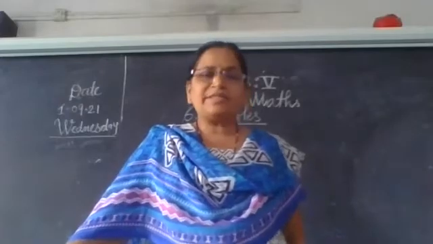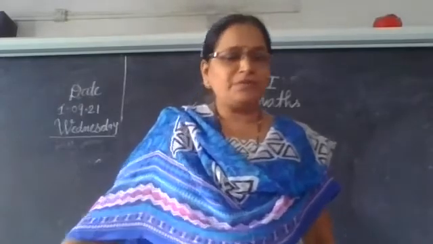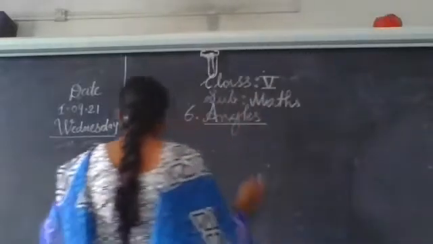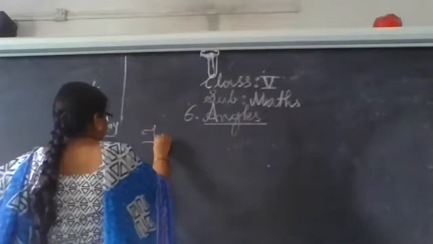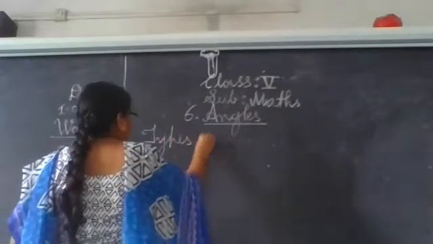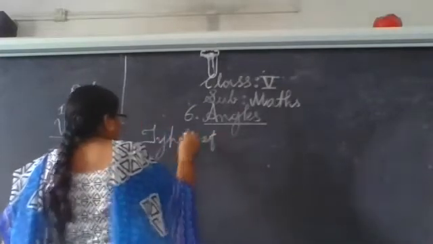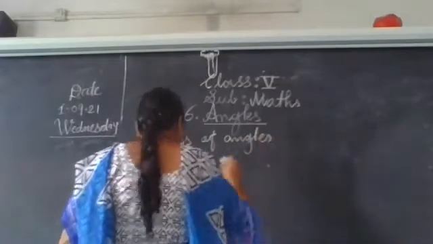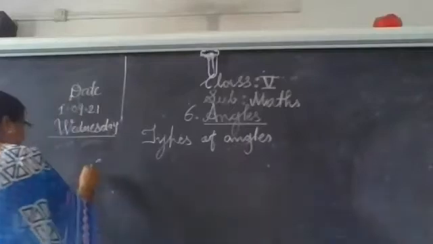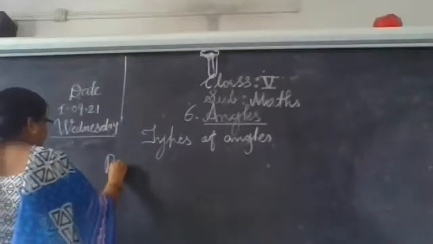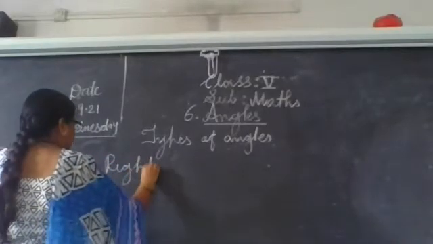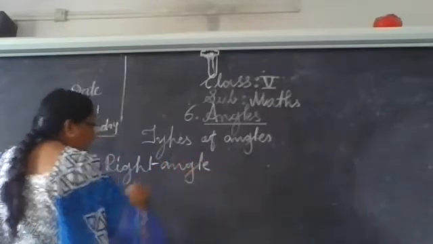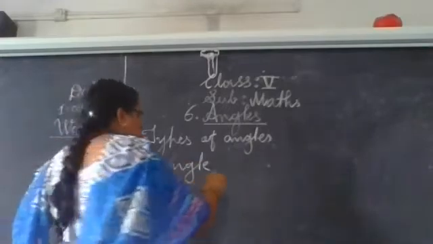Yesterday we saw how to draw an angle and how to measure given angles. Now, let's see the different types of angles. First is the right angle. A right angle means 90 degrees.